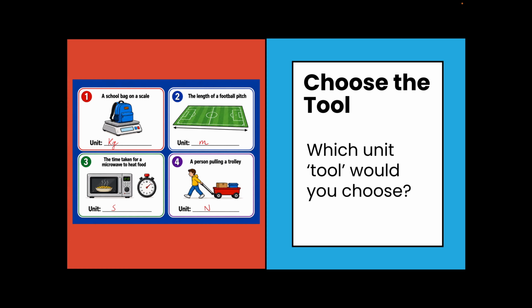Each unit is like a tool. You would not use a stopwatch to measure mass, and you wouldn't use a ruler to measure force. In physics, choosing the right unit is like choosing the right tool.